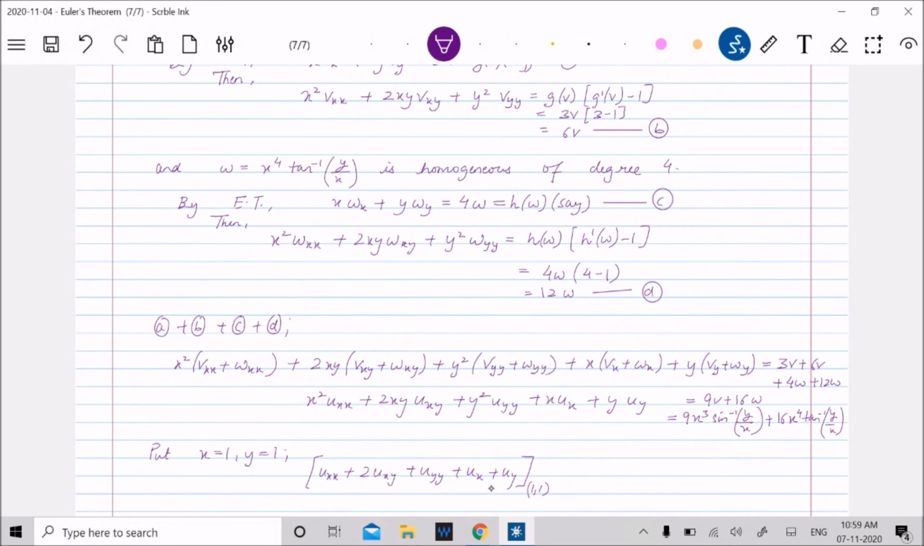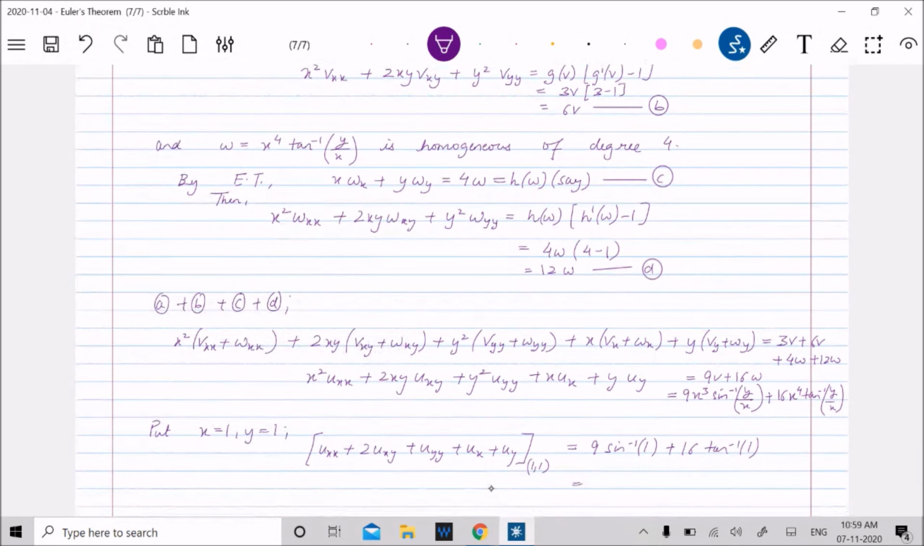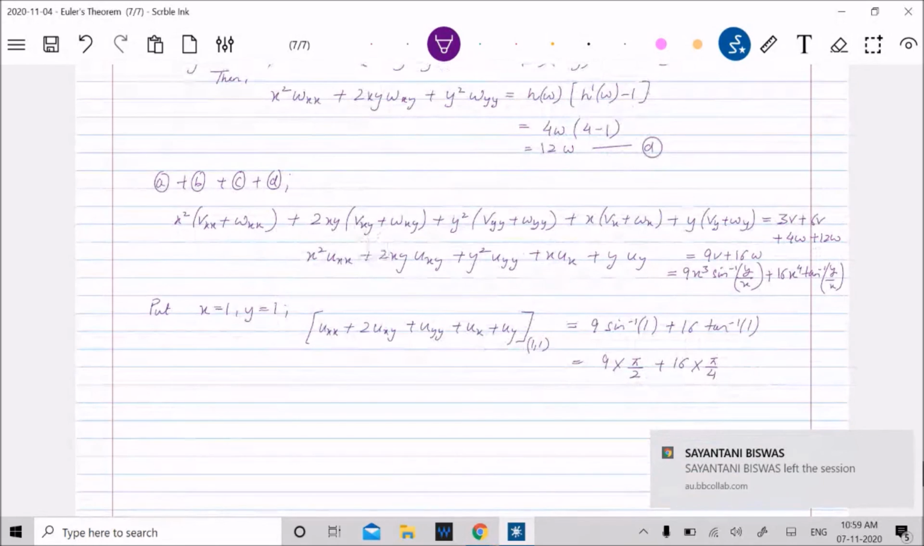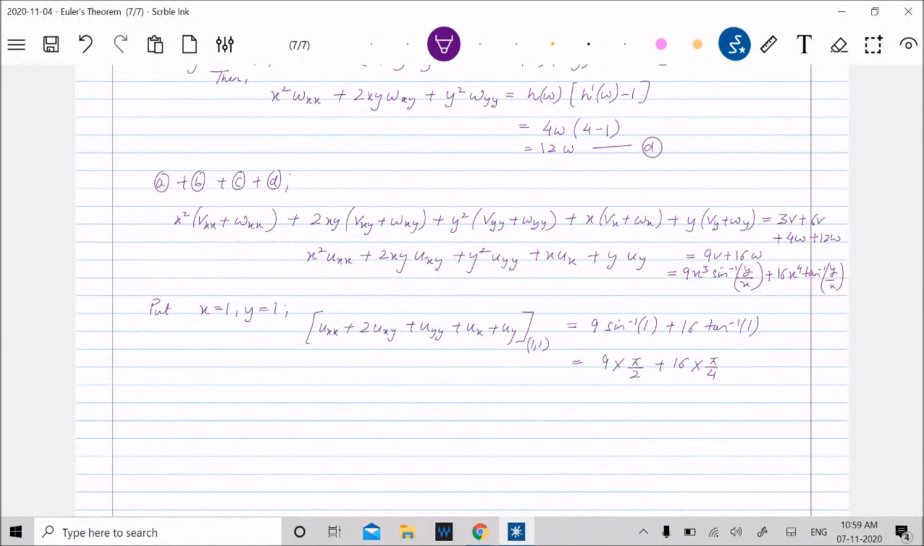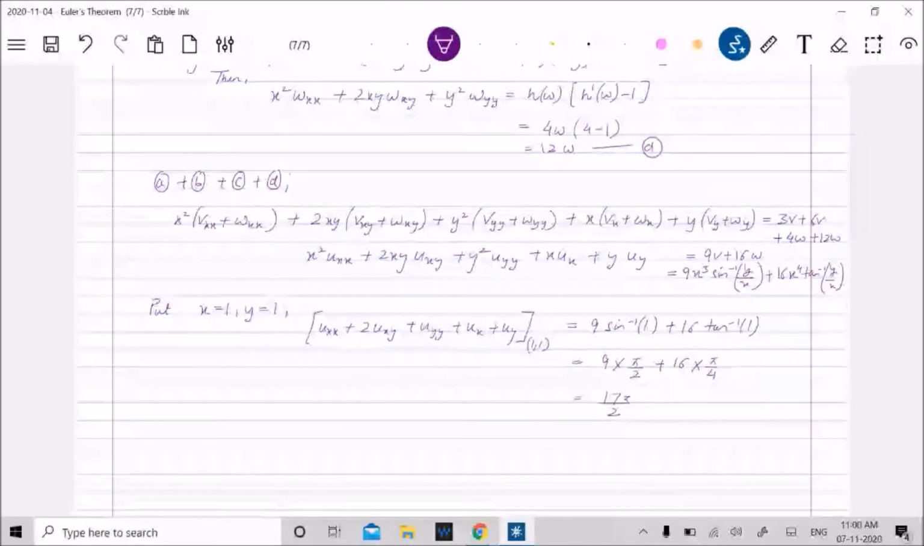Okay, inside will be 9 times sine inverse 1 plus 16 times tan inverse 1. And you know that sine inverse 1, when is the value of sine 1? Sine is 1 at 90 degrees. Yeah, and tan is 1 at pi by 4. Yes. So what will be the answer? 9 pi by 2 plus 4 pi, which is 17 pi by 2, I think. Right? So this is the final answer.